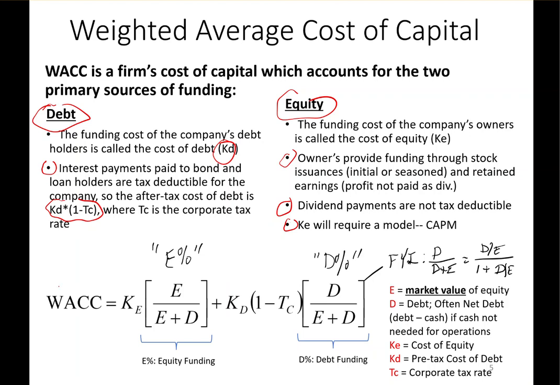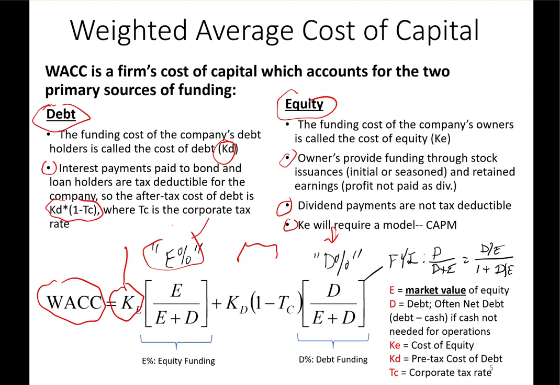Here's our calculation for the cost of capital for a firm. It's called the weighted average cost of capital, otherwise known as just WACC. It's the cost of equity times the equity percent plus the after-tax cost of debt times the debt percent. Let's take a look at those components. The cost of equity is whatever rate of return our shareholders demand. We're going to need a model for that called CAPM.